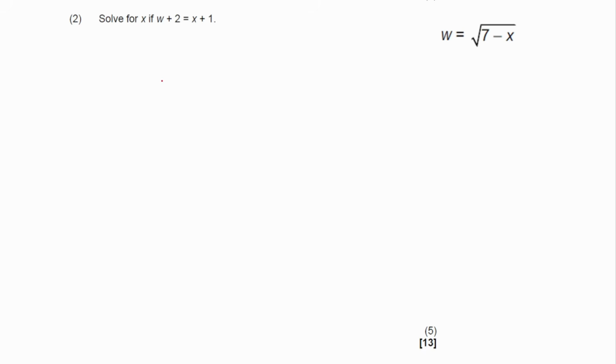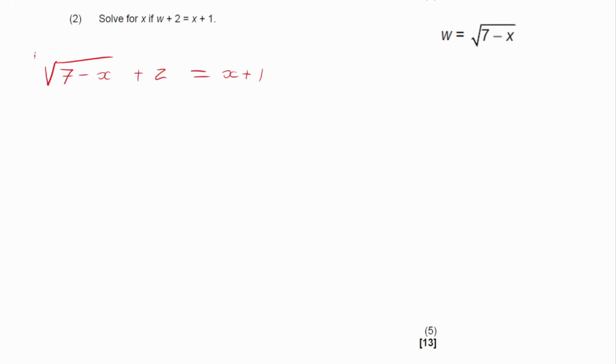Then they say solve for x if w plus 2 is equal to x plus 1. So what I've done here is I've just put our w here at the top. And we just need to substitute this in on the right when we see w. So we'll have 7 minus x, plus 2. Careful, that 2 is on the outside. Don't be tempted to put that 2 there. It's outside the square root. So you do x plus 1.